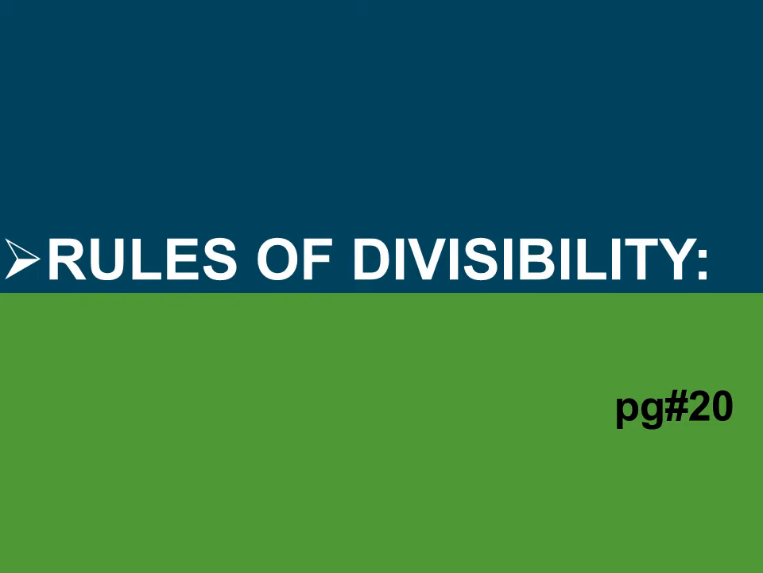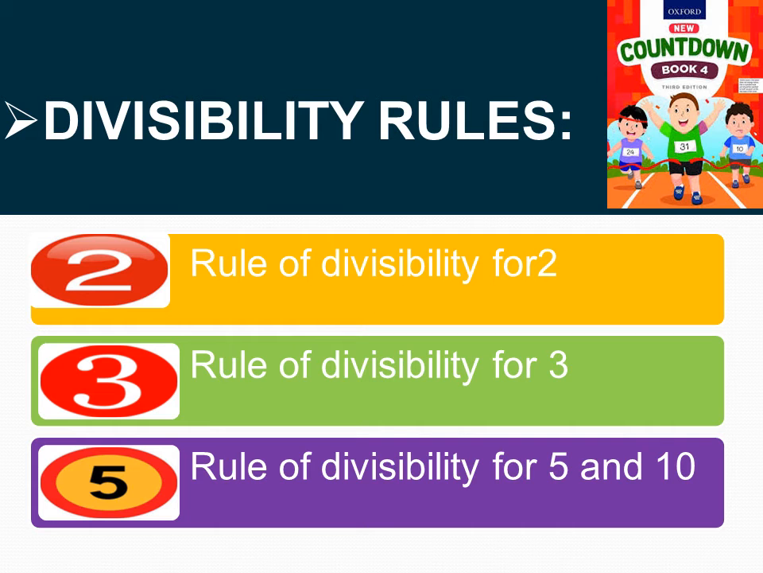Dear students, now in our lesson we will learn about rules of divisibility, that is page number 20. For a number up to 2 digits, we can find the divisibility very easily. But when we move to large numbers having more than 2 digits, we will apply some rules. Now we will learn about the divisibility rule for 2, the divisibility rule for 3 and the divisibility rule for 5 and 10.